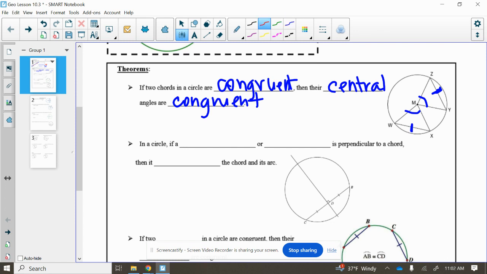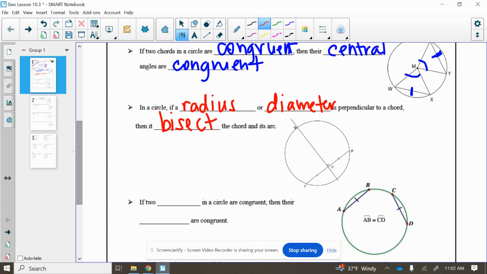Our second theorem says in a circle, if a radius or a diameter is perpendicular to a chord, then it's going to bisect that chord. So notice here we have a diameter that is perpendicular, so we're creating a right angle with chord CB. So we have that right angle there. It's bisecting CD congruent to DB.